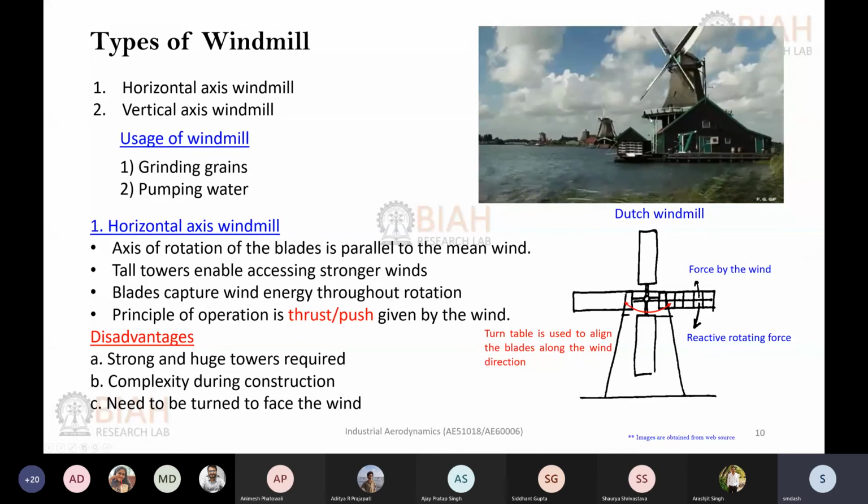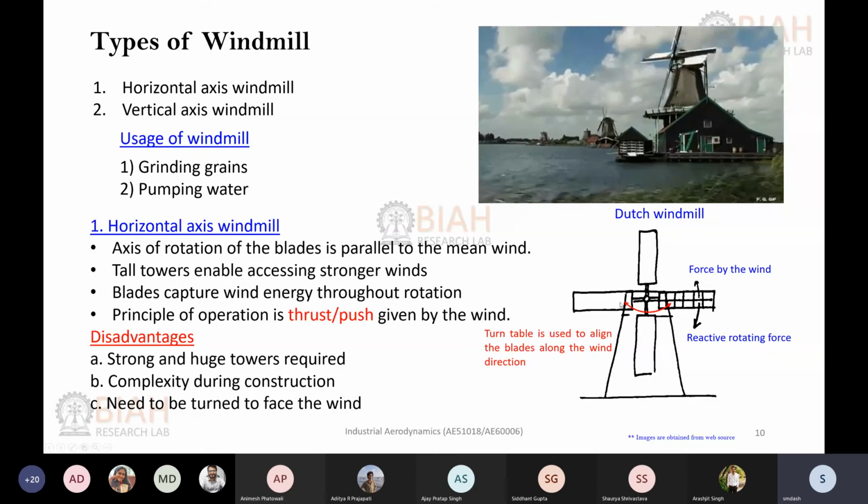So basically you see that the blades are not straight, they are slightly curved. Here you can see that I have drawn 2 vectors. One is for the wind force direction, the other one is its reactive force. Based on that, the rotation will happen. Because these blades are curved, when the wind flows through that curved surface, because of the reactive force, the blade will start to rotate in the opposite direction.